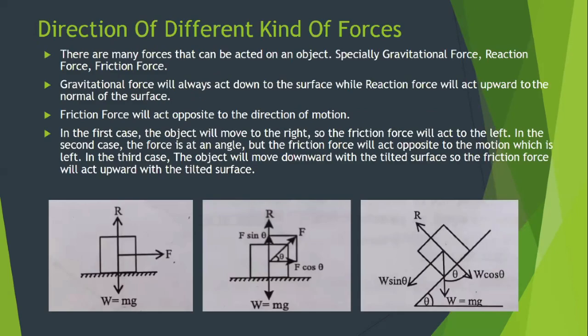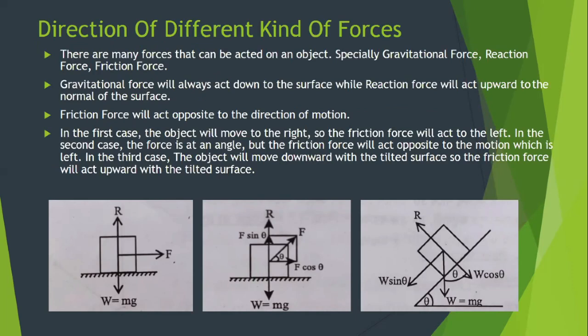Direction of different kinds of forces. There are many forces that can act on an object, especially gravitational force, reaction force, and friction force. Gravitational force will always act down toward the surface, while reaction force will act upward, normal to the surface. Friction force will act opposite to the direction of motion.